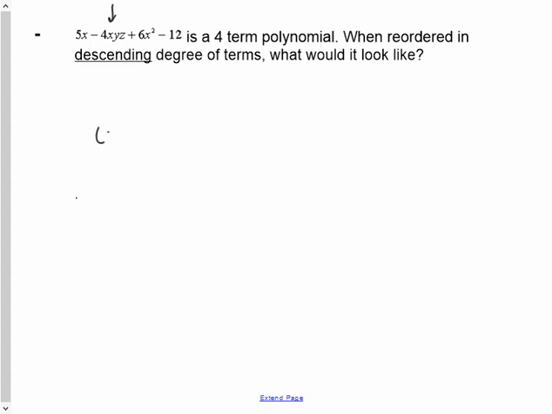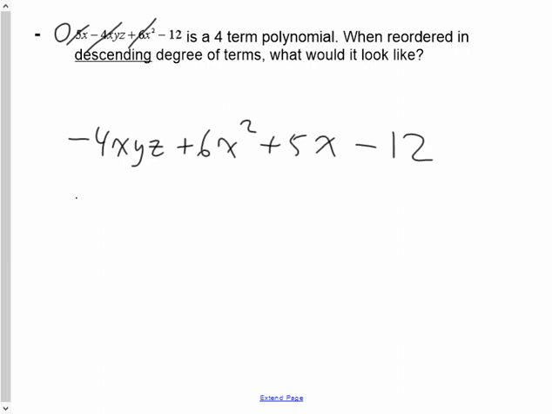So now a lot of people are going to do this, but it's wrong because this is attached to the actual term itself. So it's a negative 4xyz or a minus 4xyz. So we want to keep that negative sign with it. A lot of people forget to do that. The second highest degree of term would be the third one, which is positive 6x squared, which has a degree of 2, and we have a plus 5x. Now, even though the plus is not written here, we understand that's a positive. So we're going to write the plus 5x and the minus 12. That's what it would look like right there.